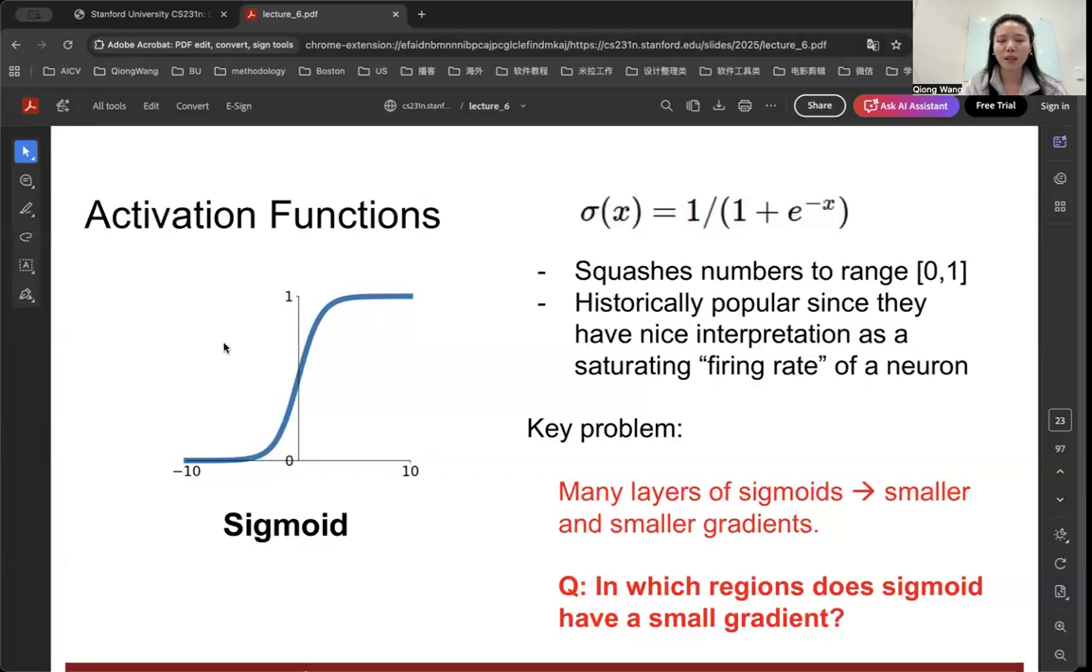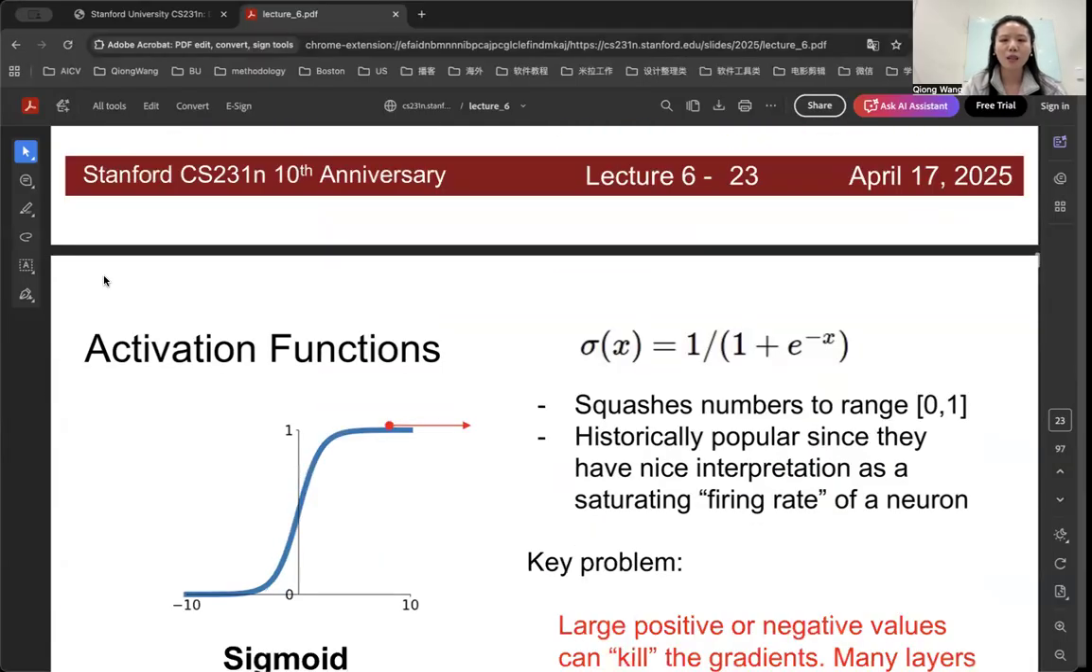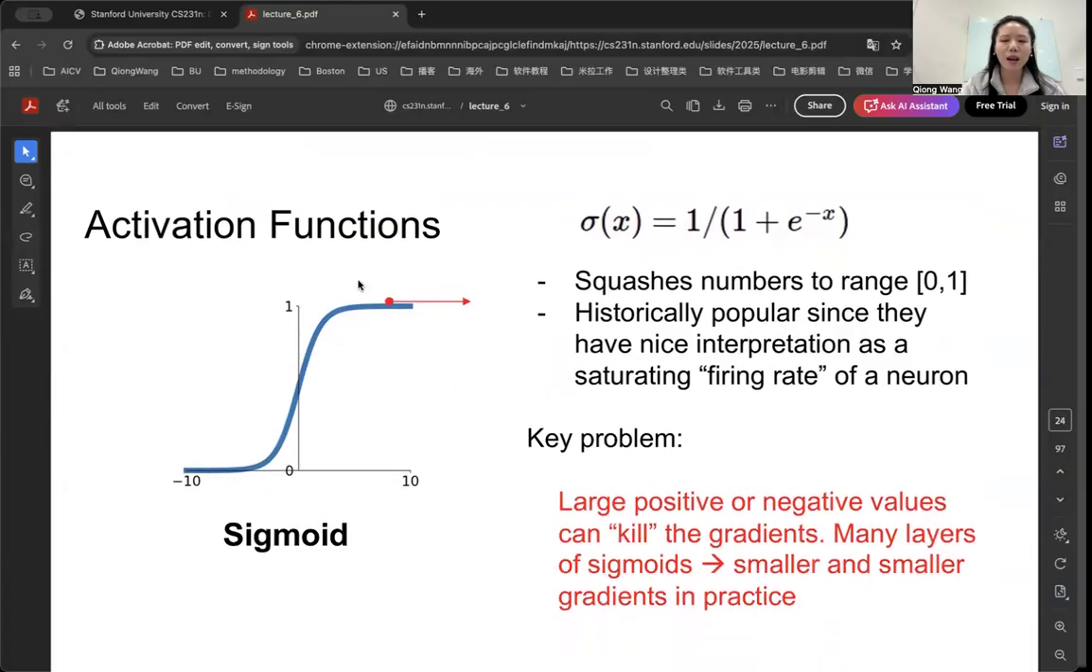But it has a key problem. Many layers of sigmoid will produce smaller and smaller gradients. What does that mean? You can have a look at the red part. Large positive or negative values can kill the gradients. So many layers of sigmoid means smaller and smaller gradients in practice.